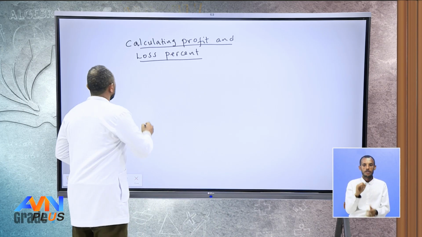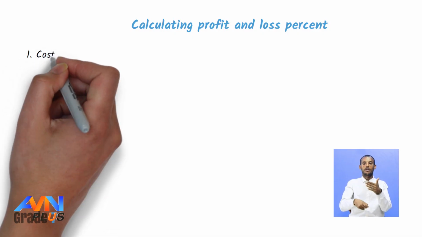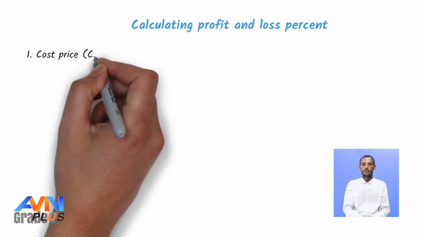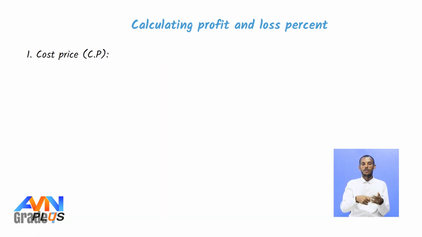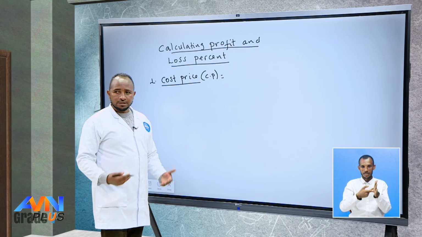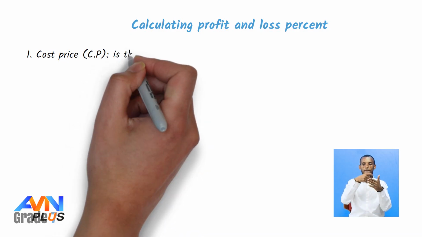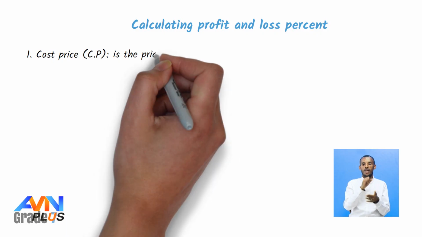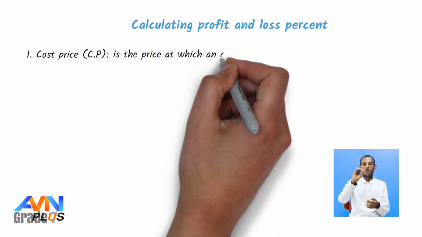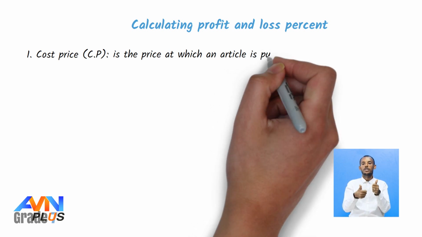The first one is cost price. In short, symbolically, CP. Cost price is the price at which an article is purchased. So, cost price is a price at which an article is purchased.